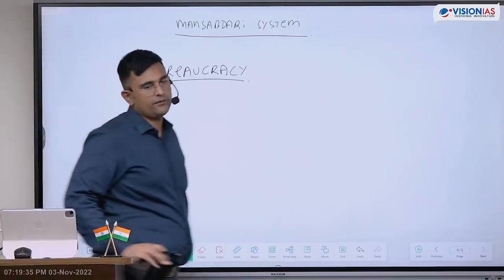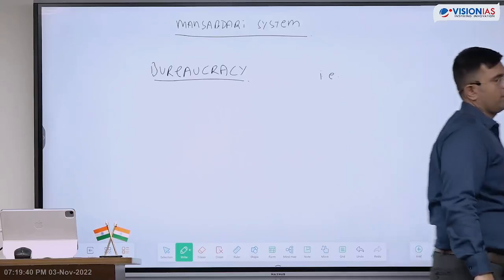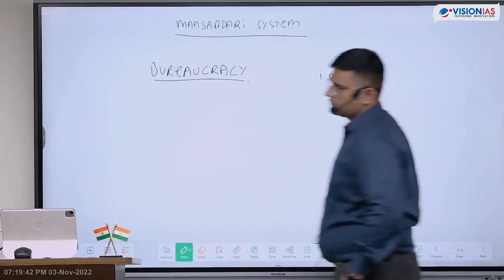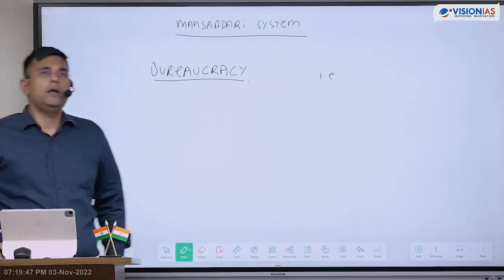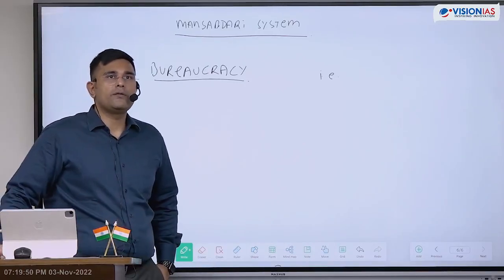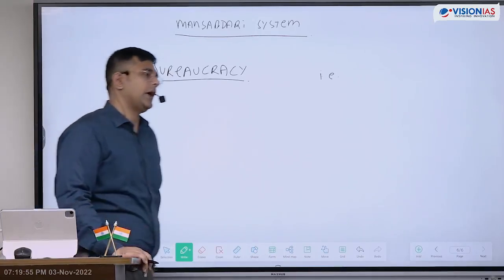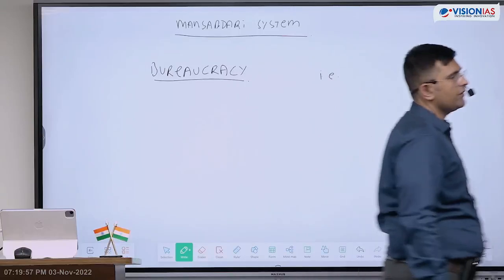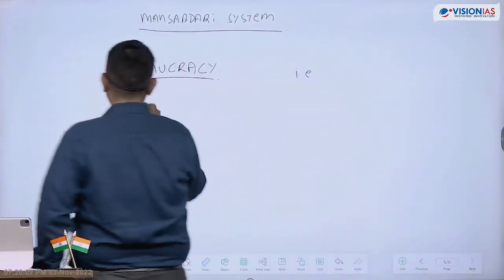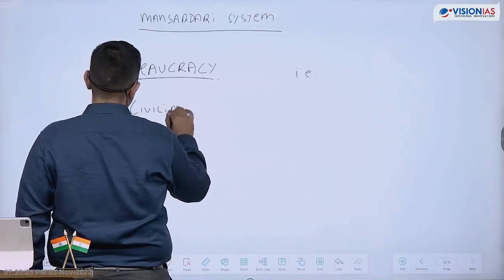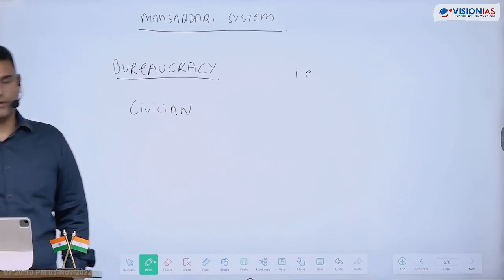That is, i.e., officials had dual functions. Dash, military function and civilian function.